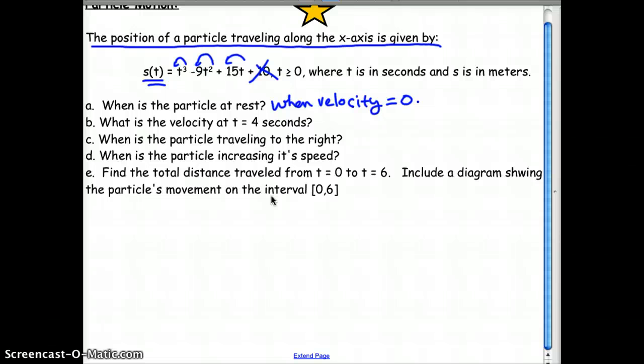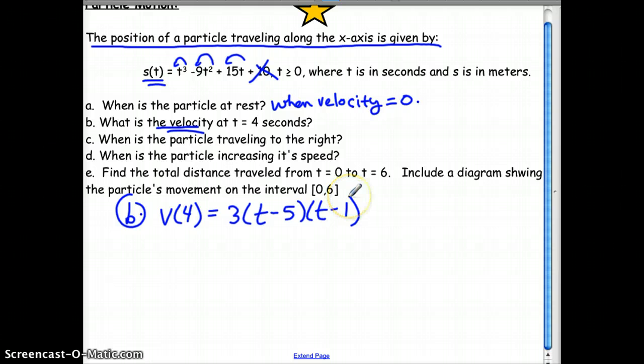Now we'll go do part B. What is the velocity? This is instantaneous velocity at t equals 4 seconds. Well, what you're looking for then is v of 4. And I already wrote your velocity function on there. It was 3 times t minus 5 times t minus 1. It's actually easy to have it in this factored form, so I'm going to leave it. And I'm trying to figure at 4. And you could have plugged it in before the factored version too. It won't matter. You'll get the exact same answer.